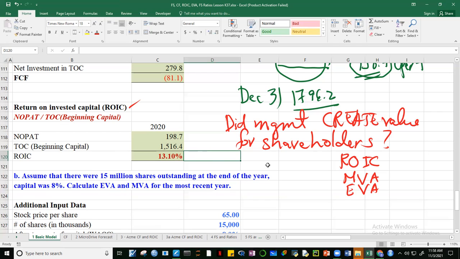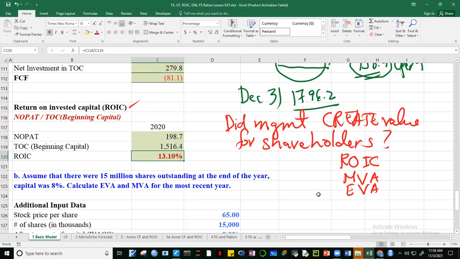What do you think, guys? ROIC is 13.1% based on our computation. The company generated NOPAT given the capital of 1516 at the beginning of the year. The operating profit is 198.7. How was this operating profit generated? Capital was provided by the investors to the tune of 1516.4. So what's value created? 13.1. In order to answer that, guys, you might be tempted to think, yes, value was created because ROIC is positive. Can ROIC be negative?